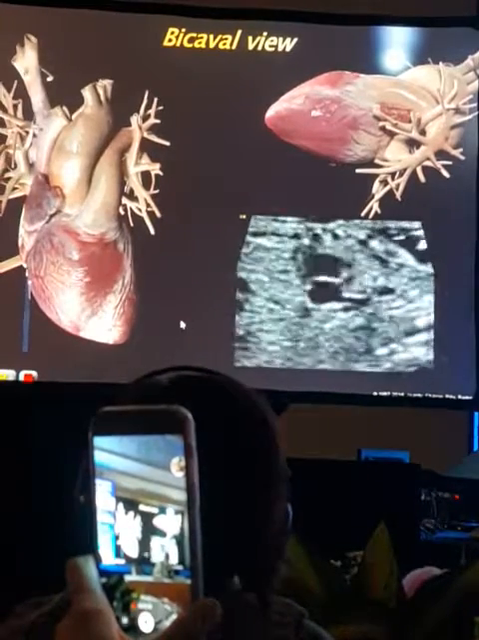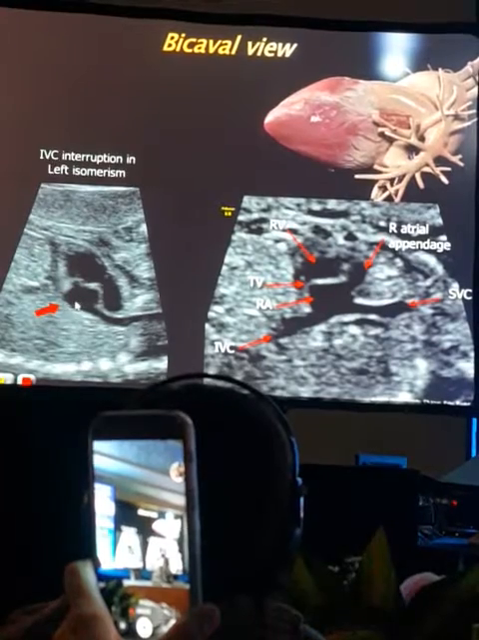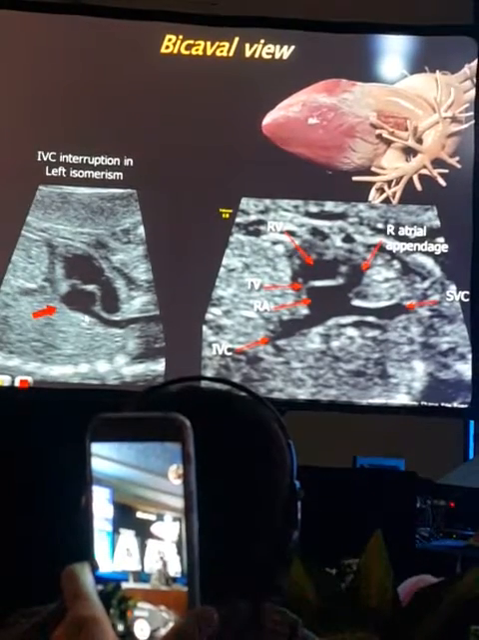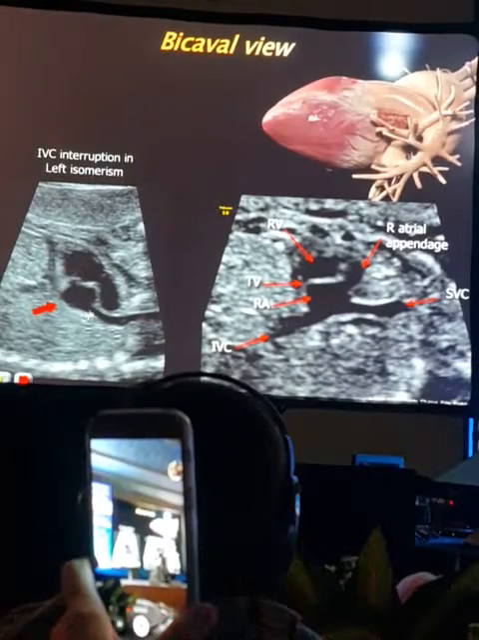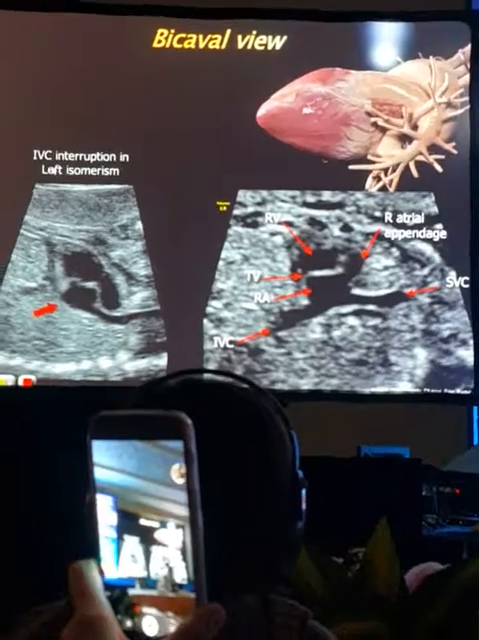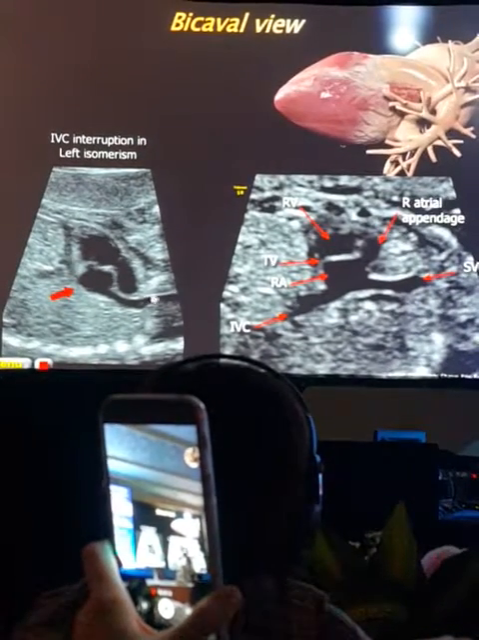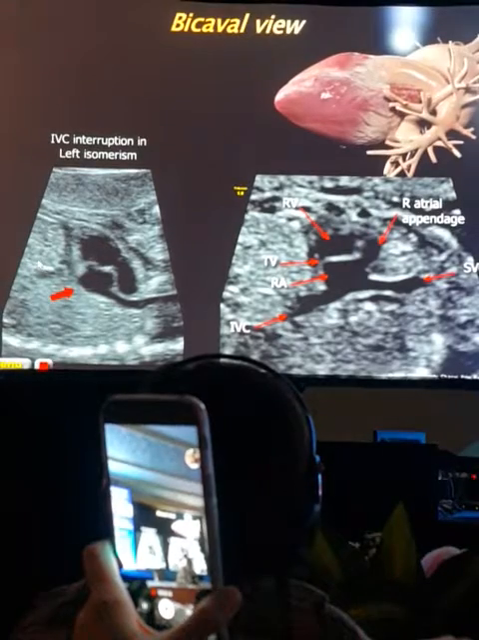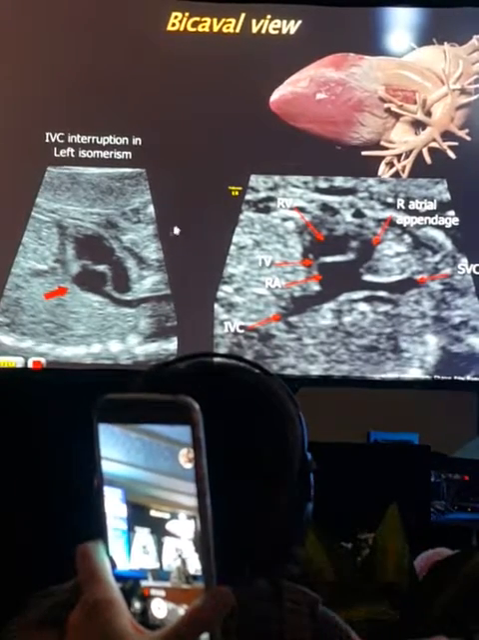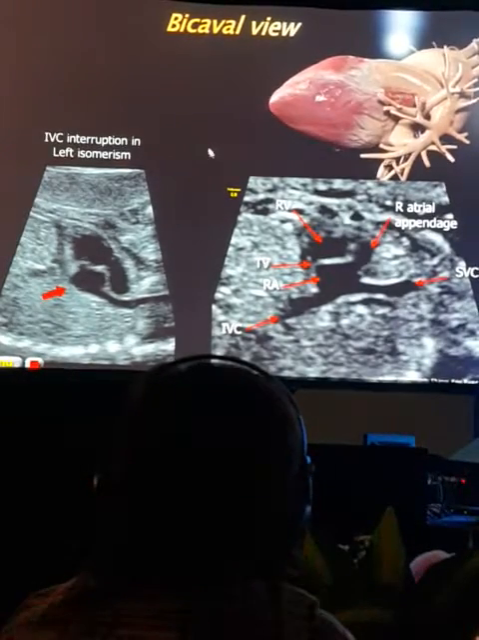Now compare this image to this image here. We see the superior cava, but the inferior cava is missing. Okay? The inferior cava is absent, so you have IVC interruption, and IVC interruption is very strongly associated with heterotaxy. So by making this image here, you have made an important diagnosis because this baby has a major set of cardiac anomalies and also needs to be transferred to the big hospital.